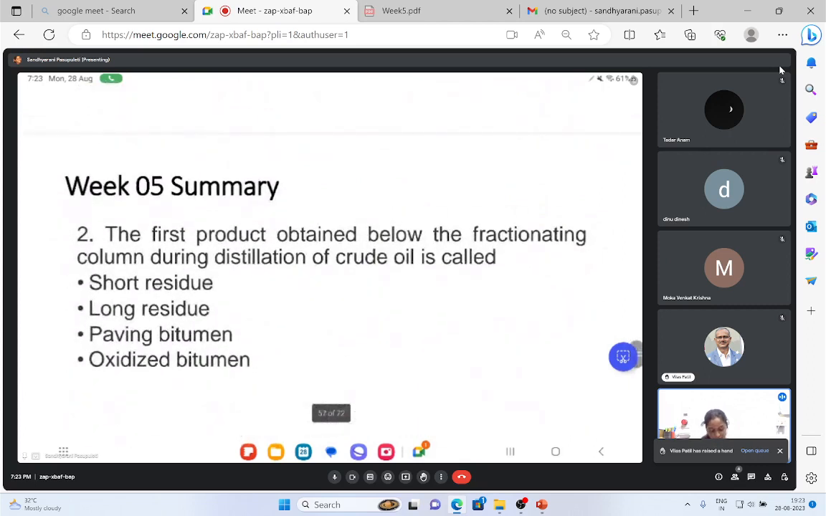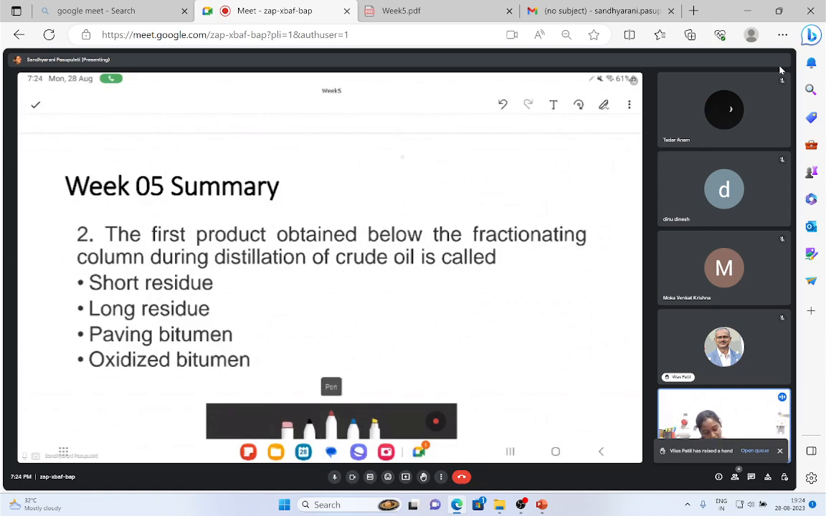And the second question: the first product obtained below the fractionating column during distillation of crude oil is called, as we have discussed. So initially when you have the crude oil and it is subjected to higher temperatures and also pressure more than atmospheric pressure, there is a residue at the bottom. Whatever has lower boiling points will be evaporated and collected, but those with higher boiling points which cannot be separated remain at the bottom, and we call that the long residue.